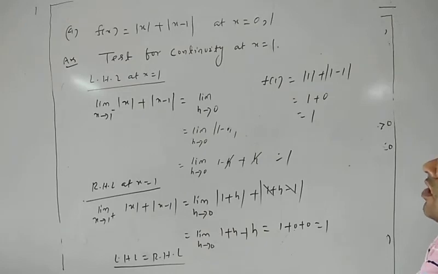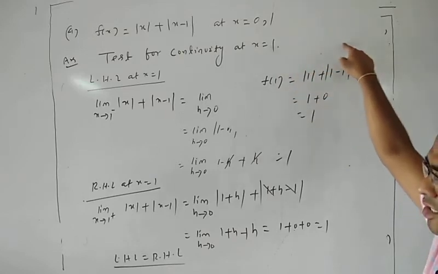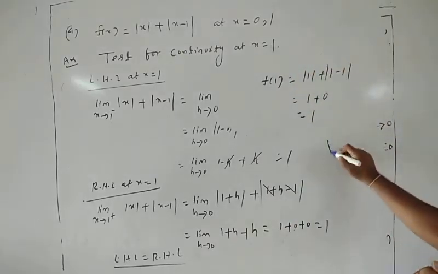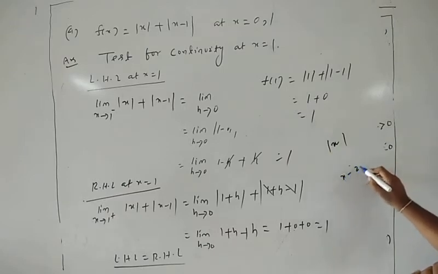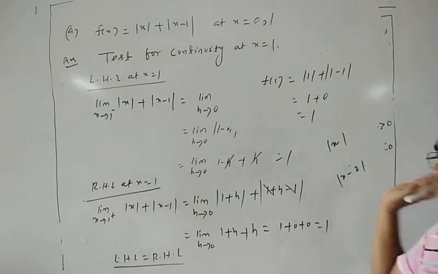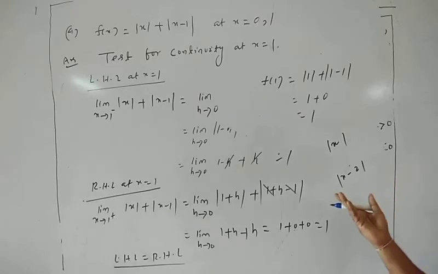So this function is continuous at x is equal to 0, also at x is equal to 1. So generally, for a modulus function, mod x or mod of x minus 2, such a modulus function is continuous everywhere. Mod x is continuous everywhere. Mod of x minus 2 is also continuous everywhere.